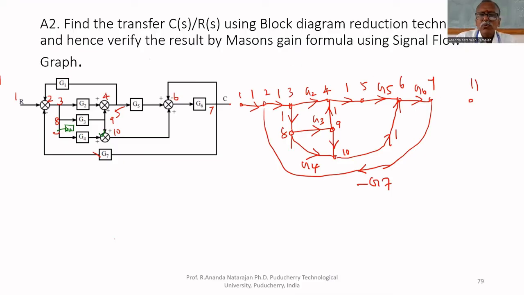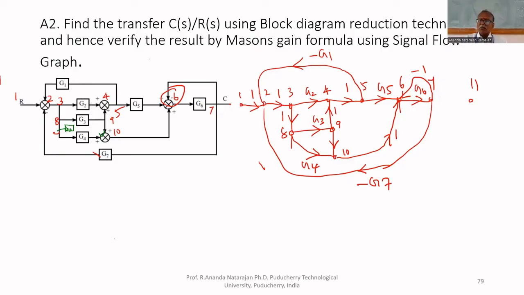5 to 2. Gain is minus G1. That's all. Anything I missed? 7 to 6. 7 to 6 gain is minus 1. Why minus 1? Negative feedback. Here you can notice that negative sign is there. Therefore, minus 1.